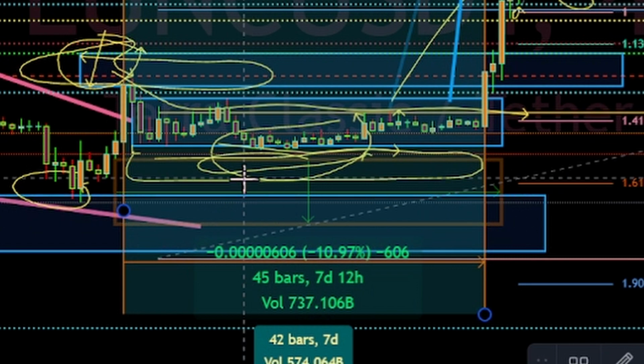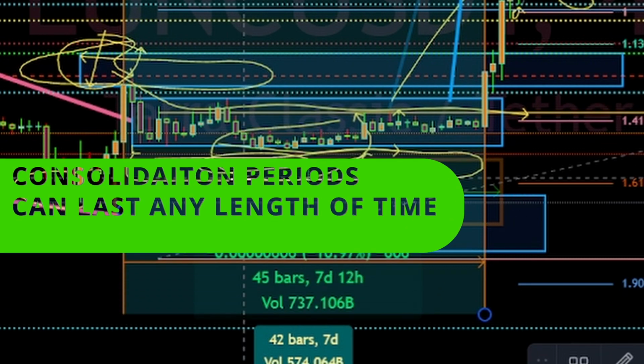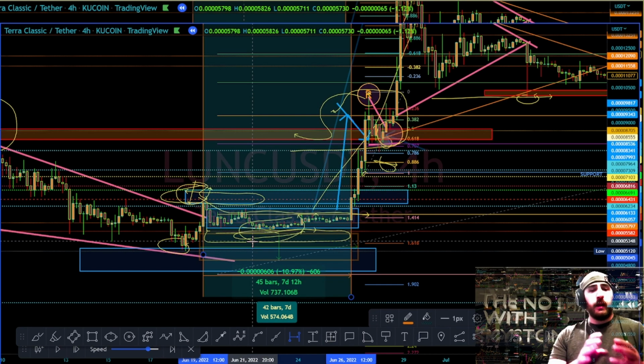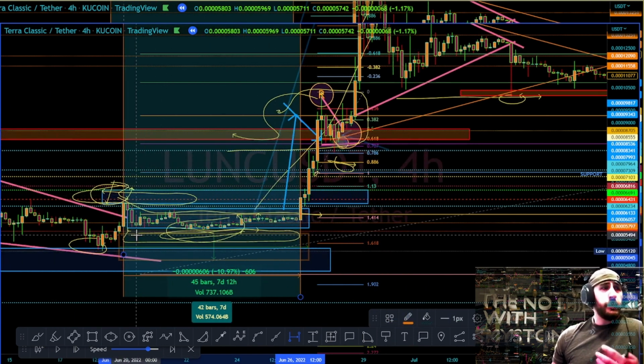This is a consolidation zone, this consolidation period, which is very, very important to know. They happen all the time, and one of the things about consolidation zones is that they can last for any length of time. There's no definitive time limit. There's no set amount of time for consolidation periods. They can last a few minutes, a few hours, days, weeks. There's no set time. So this is a perfect example.